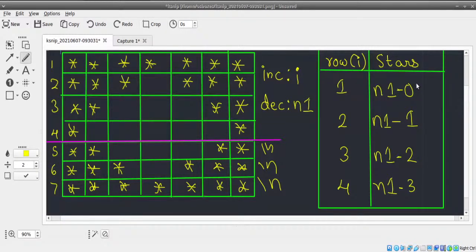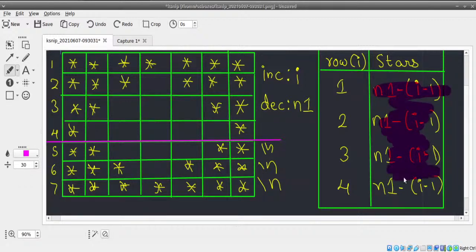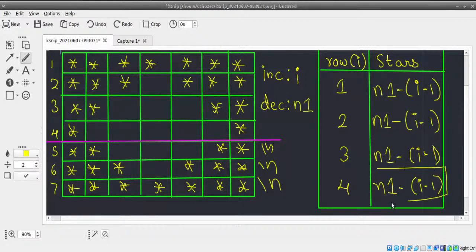So if you observe this, what is 0? In case of row number 1, it is I minus 1. What is 1 for 2? Again, it is I minus 1. What is 2 for 3? Again, it is I minus 1. What is 3 for row number 4? When I is 4, 3 will again be I minus 1. So this is our formula. Is it constant for all lines? Yes. Since it is constant for all lines, we got our formula, that is n1 minus of I minus 1. That's the whole logic.